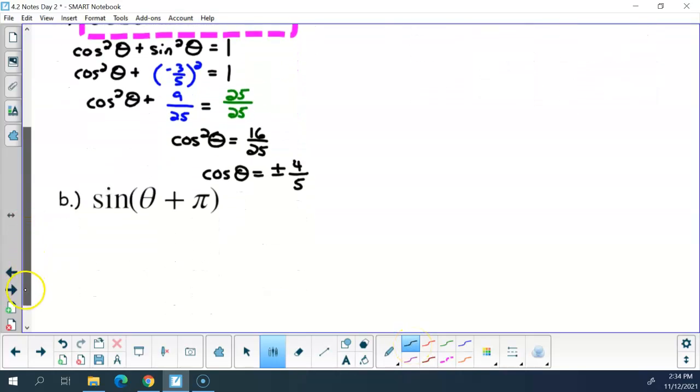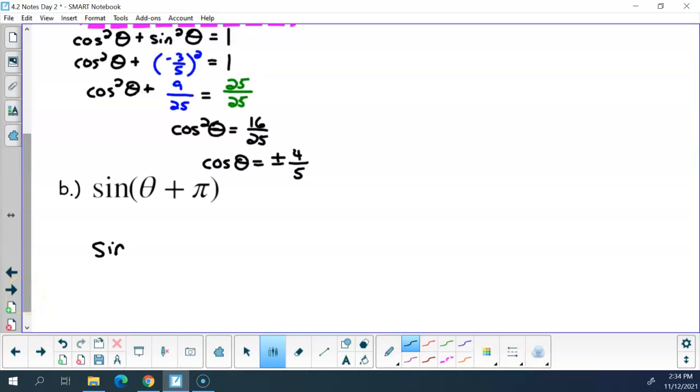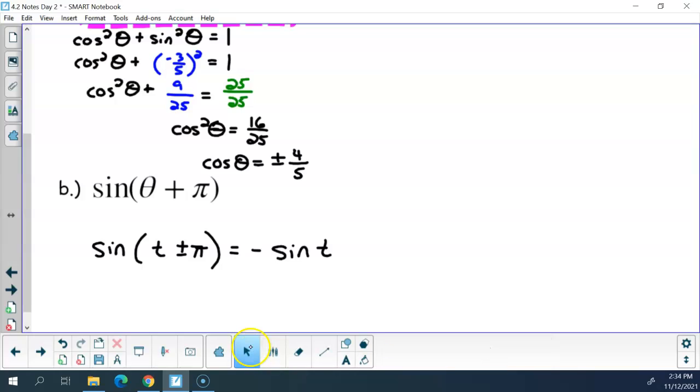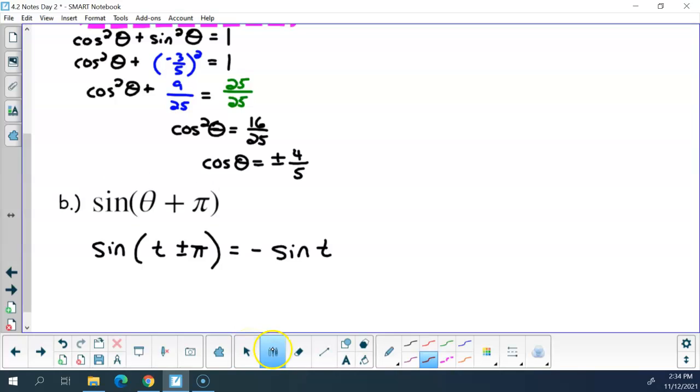So the formula that this is, and it's on your sheet, is that the sine of theta plus or minus pi. Actually, I think on your sheet, isn't it t? I think it's t on your sheet. It is equal to the opposite of the sine of t. So we would have negative of negative 3/5. So that would just be positive 3/5.